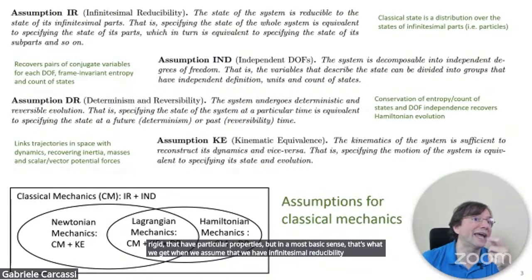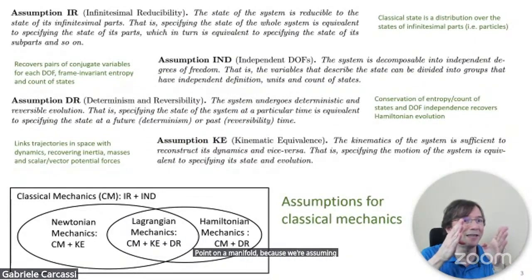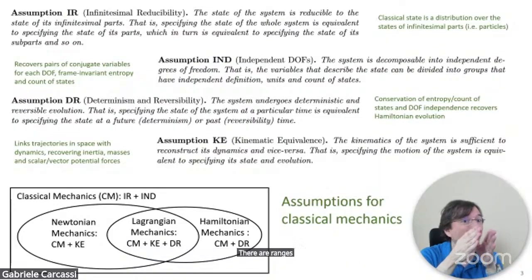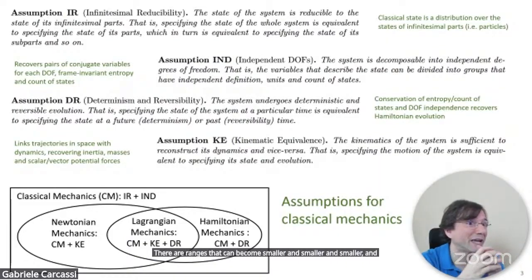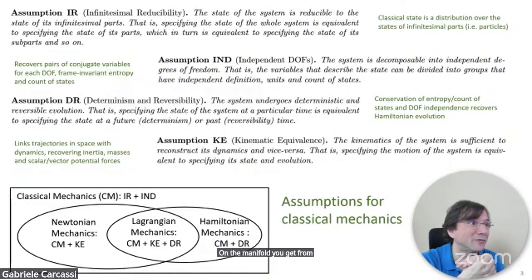And we also get that the states are essentially points on a manifold, because we're assuming that the variables can be ranges that can become smaller and smaller, and therefore they are going to become real-valued quantities. So the real-valued quantities on the manifold you get from the assumption of infinitesimal reducibility.